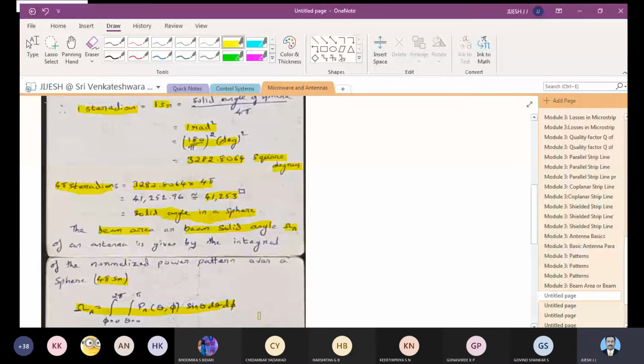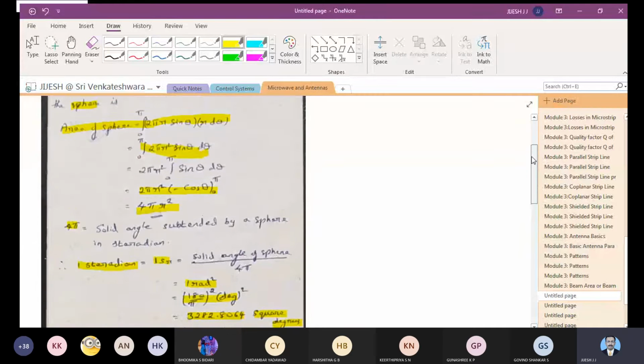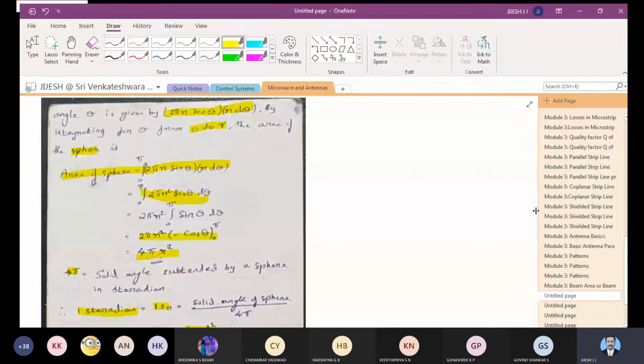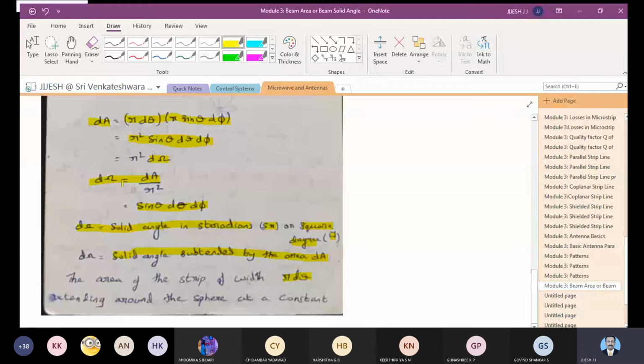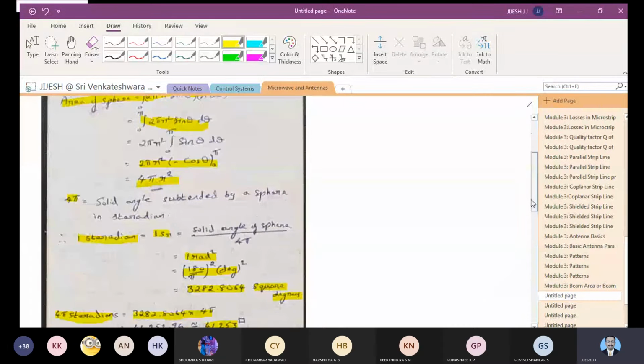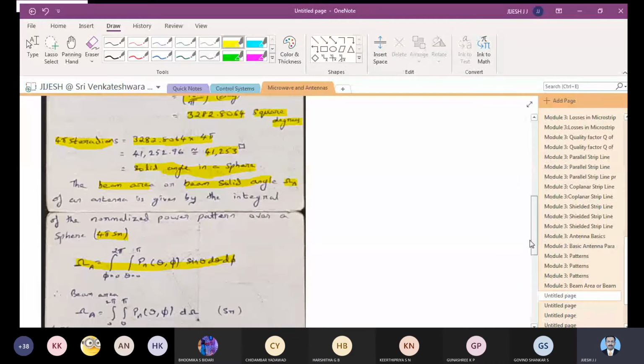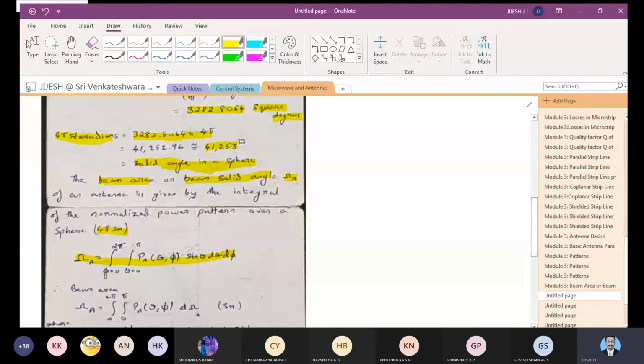So this is the equation you have to use. You have already studied in this class itself that d omega is sin theta d theta d phi. So in place of sin theta d theta d phi, we can replace it with d omega as well. So the beam area or beam solid angle is defined using this equation: omega A is equal to the integral from 0 to 2 pi, the integral from 0 to pi, of Pn theta phi d omega.